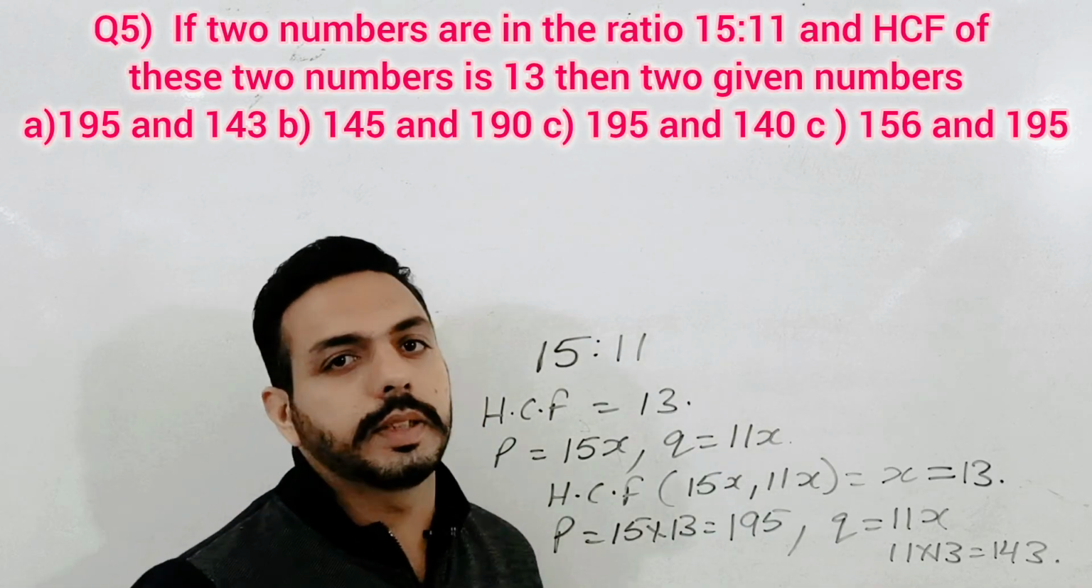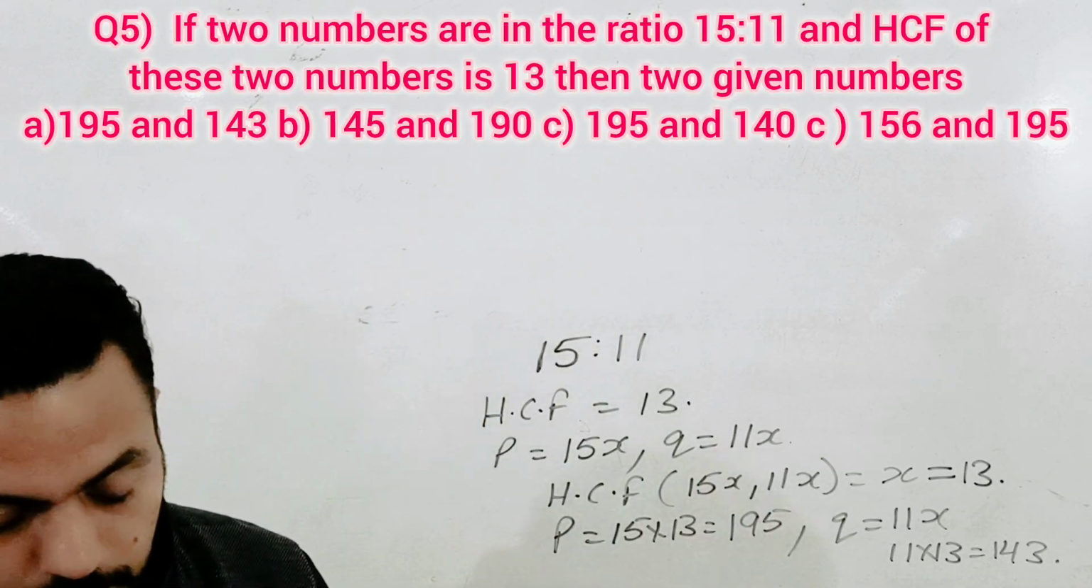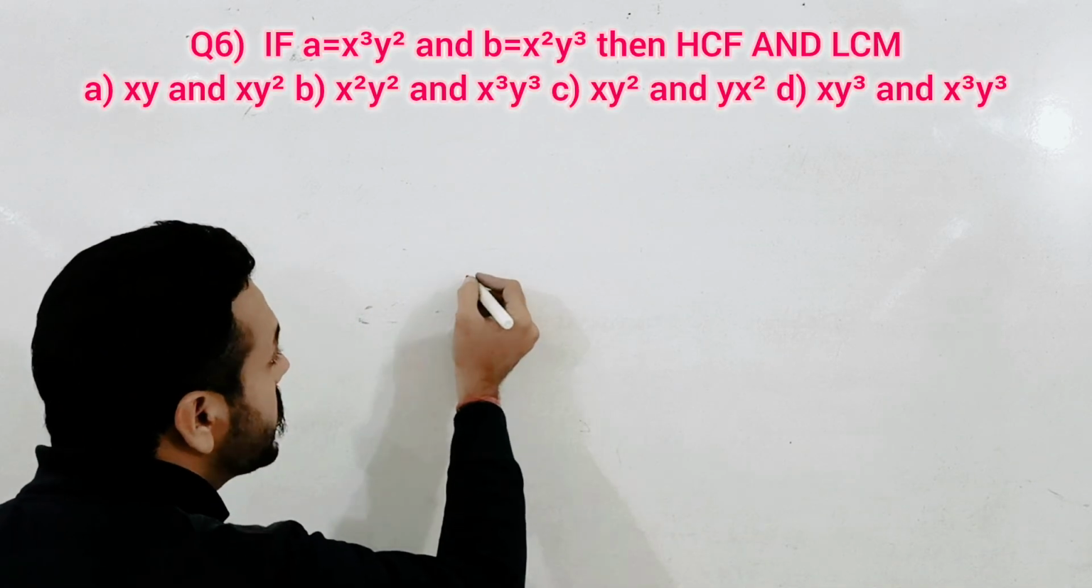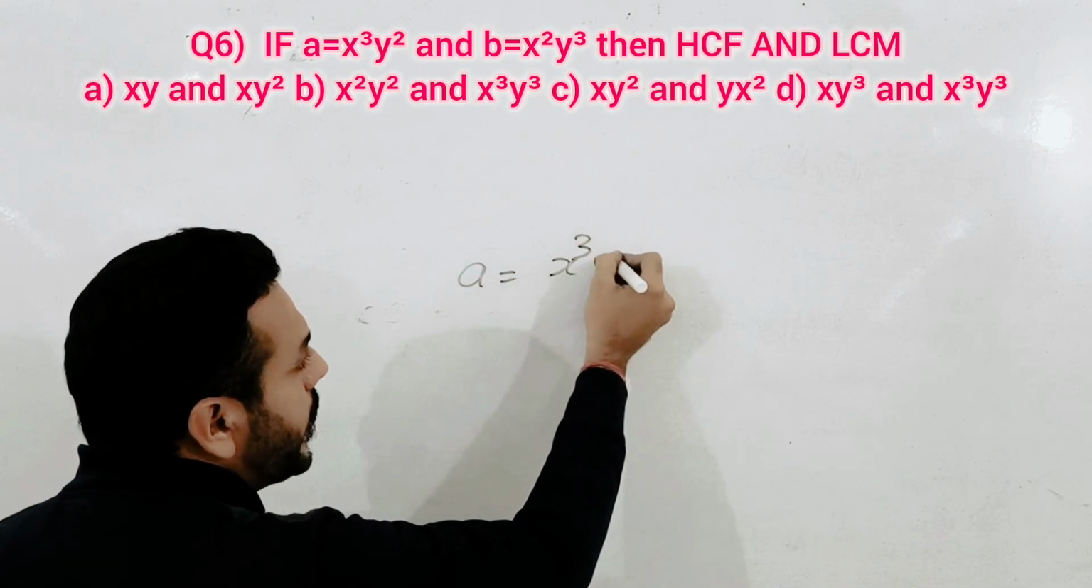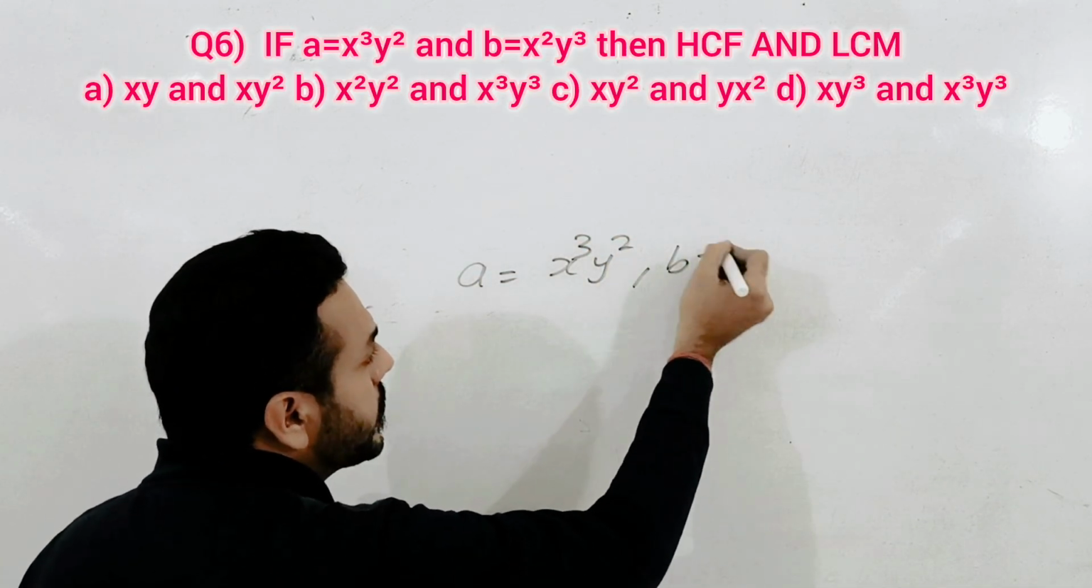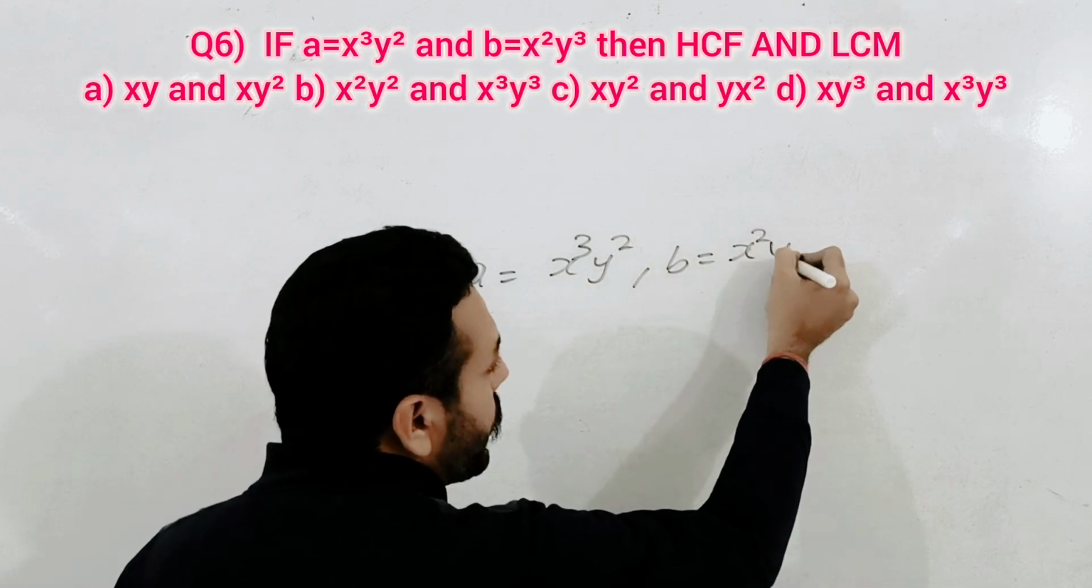This is very interesting. Now our sixth question is again very interesting: if we have two numbers, A is x cubed y squared and B is x squared y cubed.